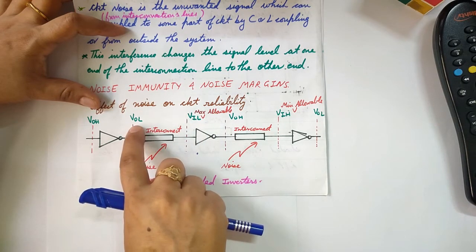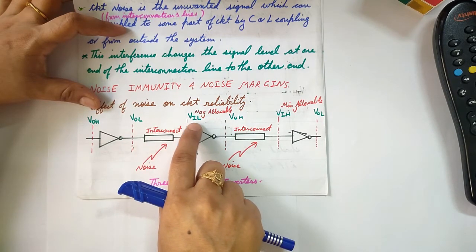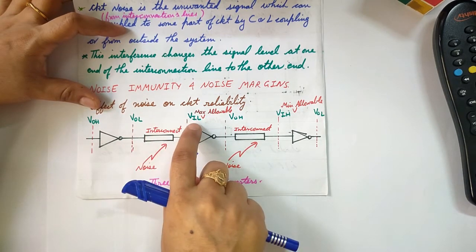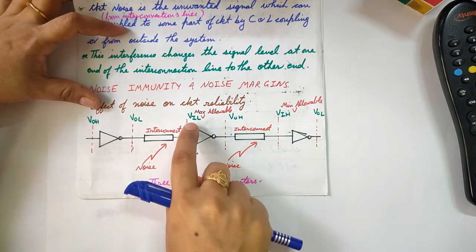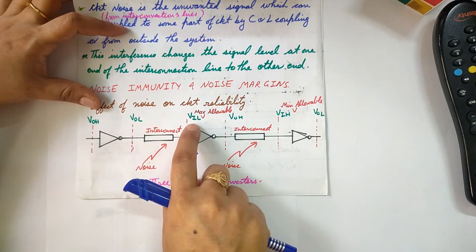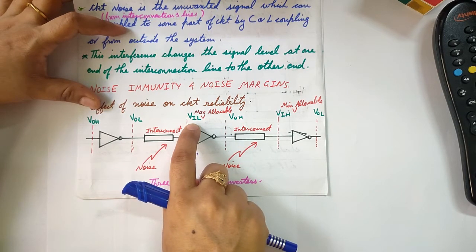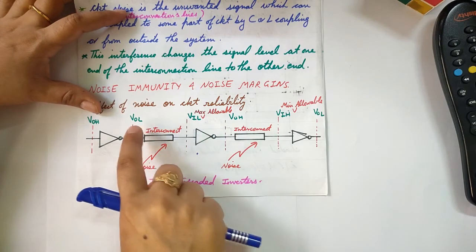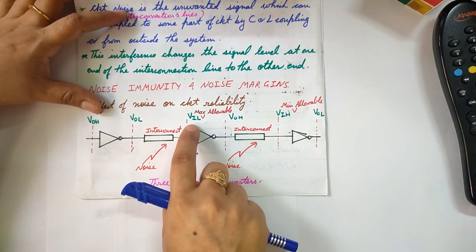So VOL can increase, but with a limit or with a capping of VIL. It cannot increase beyond this, and I'm saying cannot because we need a correct output. But if due to some reasons this increases beyond VIL, now it will not be treated as logic 0, but it will be treated as high logic. It will be treated as 1 and it will give a wrong output. But we are talking in terms that we get a correct output. So for correct output, this VOL is allowed to increase till VIL.